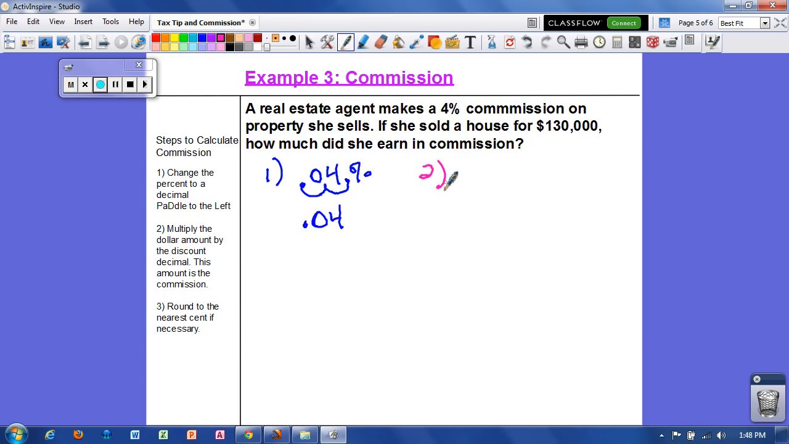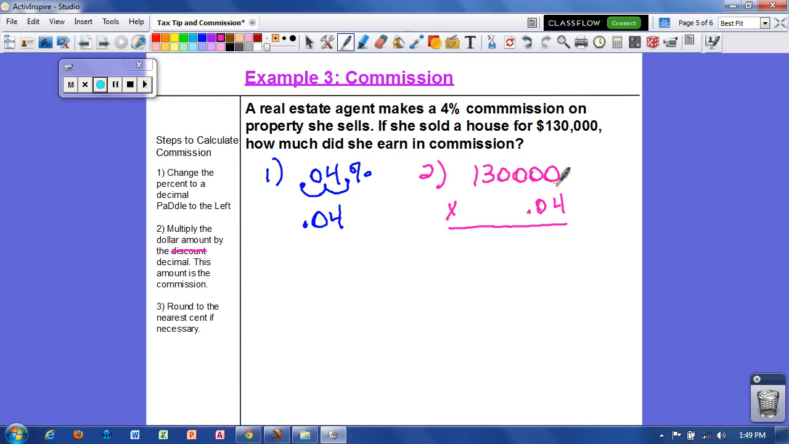Our second step, we want to multiply the dollar amount by the decimal. So the dollar amount would be $130,000. And then I'm going to multiply that by the decimal. I'm sorry, that's not a discount decimal. It's just the decimal. So we want to multiply that times 0.04.